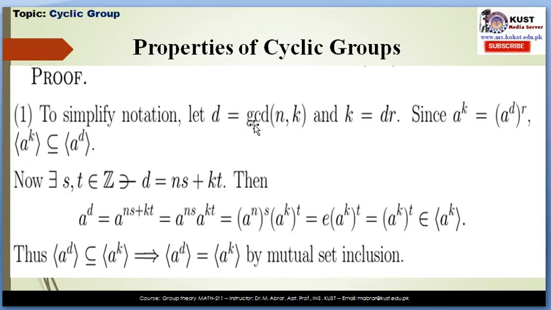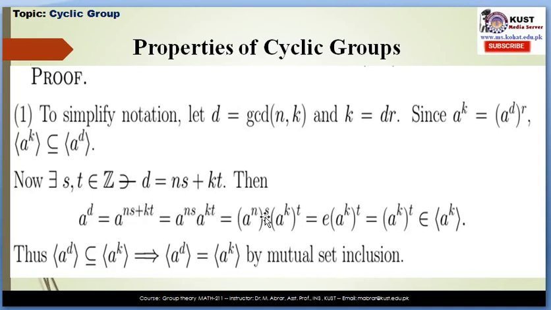Recall the definition of greatest common divisor, because d is the greatest common divisor of n and k. So recall from number theory that this d can be written as a linear combination of n and k, that is, there would be some integers s and t such that d is the linear combination ns plus kt. So we replace this d by its linear combination.